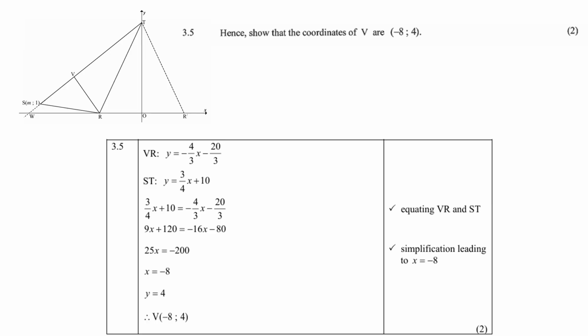Then we get rid of the brackets, simplify, and you get x equals -8. Then put that -8 into either of the two equations, VR or ST, and you'll get 4. So there you are. V is then the point (-8; 4).